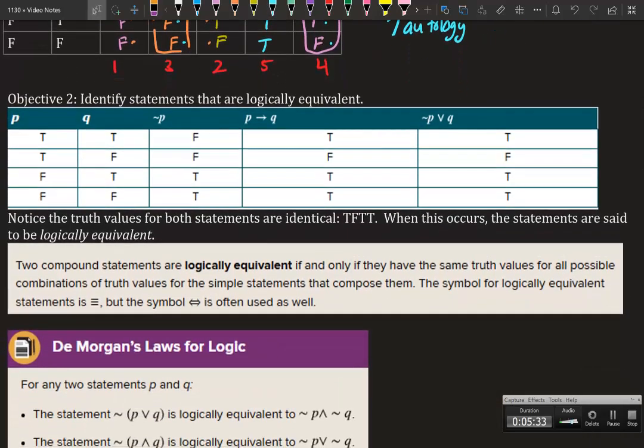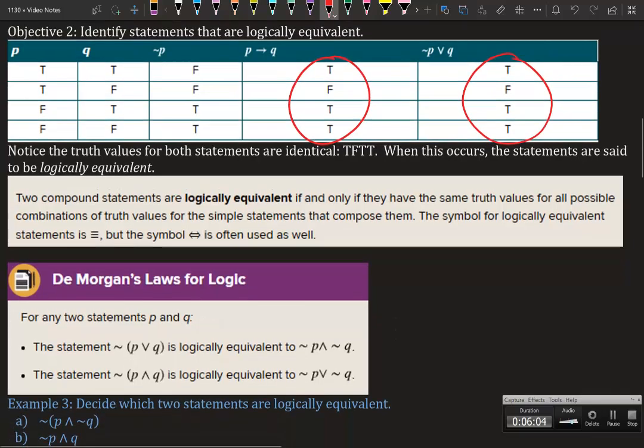Let's identify statements that are logically equivalent. So notice that the truth values for both are identical, TF, TT. When this occurs, they are logically equivalent. So if you're working it out and you get the same answer column, that means they're the same statement. You're saying it in a different way, but it's the same thing. Two compound statements are logically equivalent if and only if they have the same truth values for all possible combinations of truth values for the simple statements that compose them.